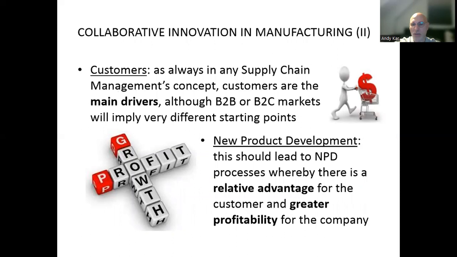Collaborative innovation in manufacturing has to do also with customers. As always in any supply chain management concept, customers are the main drivers, although B2B or B2C markets will imply very different starting points. Of course, this has to do with your supply chain strategy, if you have a pull or a push approach, if you are trying to manufacture things and have them waiting for the orders to come, or you want to manufacture when the orders come. New product development also should lead to NPD processes whereby there is a relative advantage for the customer and greater profitability for the company. NPD stands, of course, for new product development.